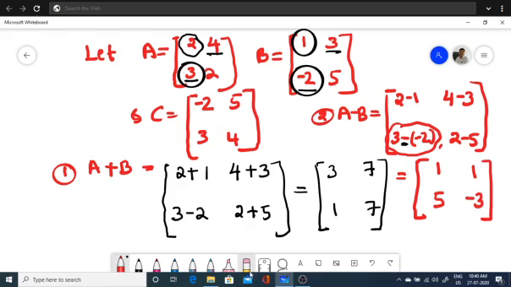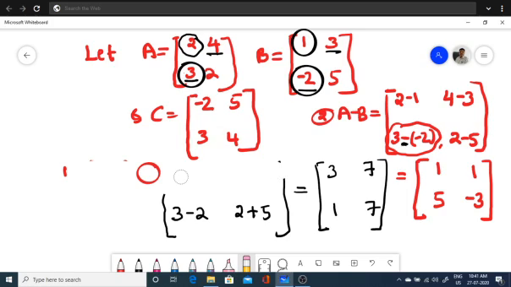So we can get the subtraction of matrices and addition of matrices just by subtracting and adding the corresponding elements of A and B. So let's take one more based on this definition, that is the third one, 3A minus C. First, for this, find out 3A.